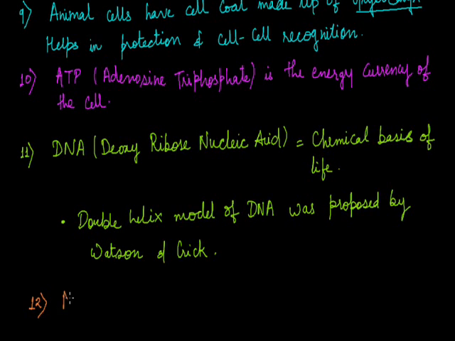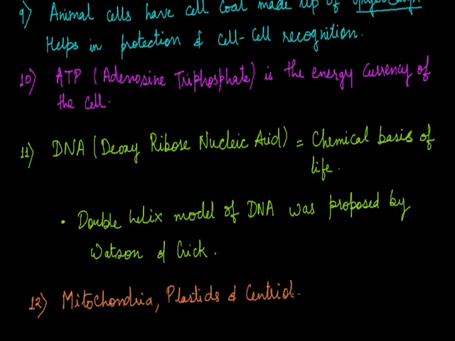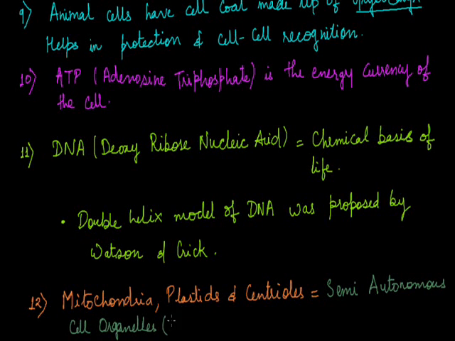So, mitochondria, plastids, and centrioles are called semi-autonomous cell organelles since they have their own DNA molecule.